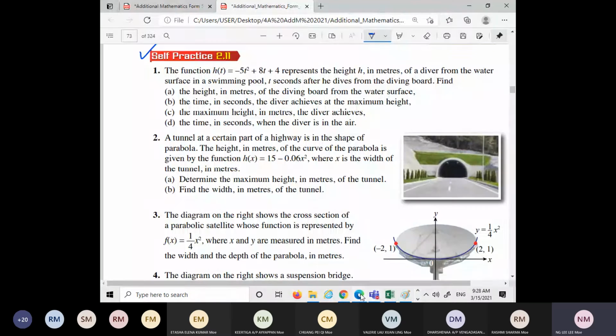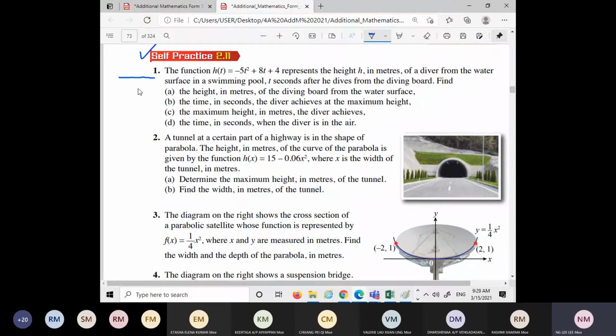So we see this. We go through the first question. The function H can represent the height H in meters of a diver from the water surface in a swimming pool. So T is the seconds after he dived from the diving board. So this is the meaning.